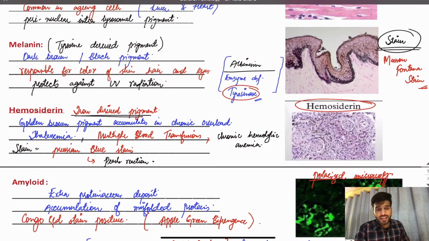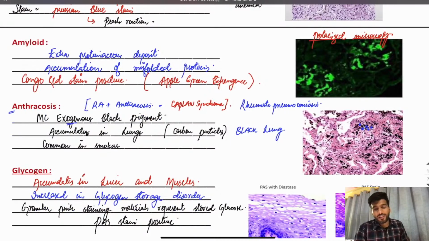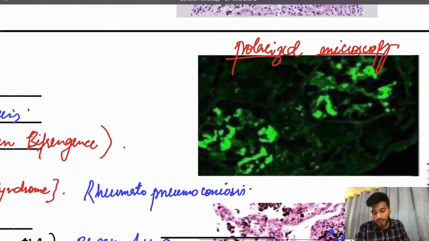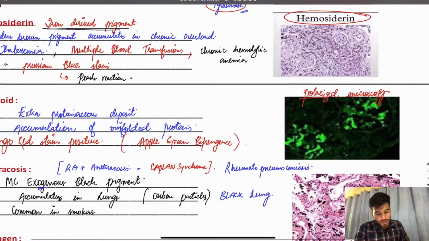Further, guys, hemosiderin is an iron-derived pigment seen in conditions of chronic iron overload. The stain that we use is Prussian blue stain, and the reaction is Perls' reaction. Amyloid is when extra protein is deposited in the organ, and the stain that we use is Congo red stain. On polarized microscopy, it gives an appearance called apple green birefringence.